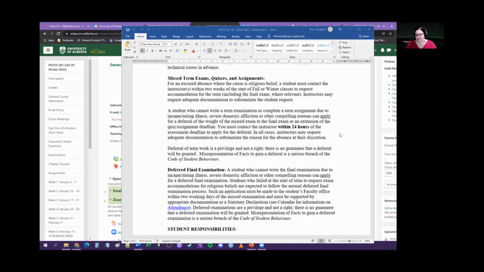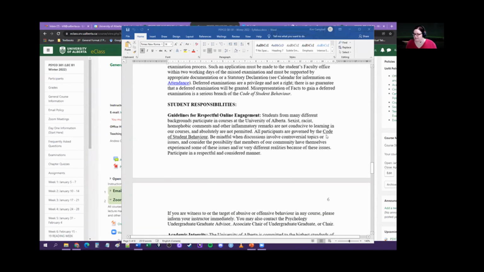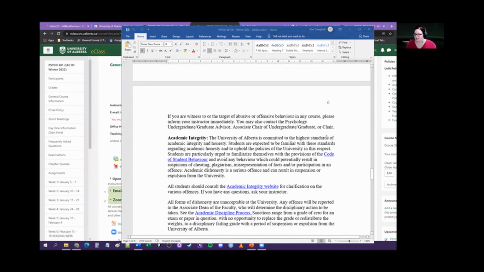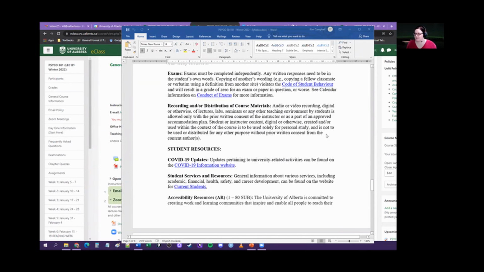And then for the final exams, the deferral process is a little bit more intensive, again, because the final exams are run by the faculty. So instructors aren't really involved in deferring finals. You have to go through your faculty to request an official deferral, but it gives you all the information there in the syllabus. Okay, so I think that's a pretty long-winded Coles Notes version of what's in here.